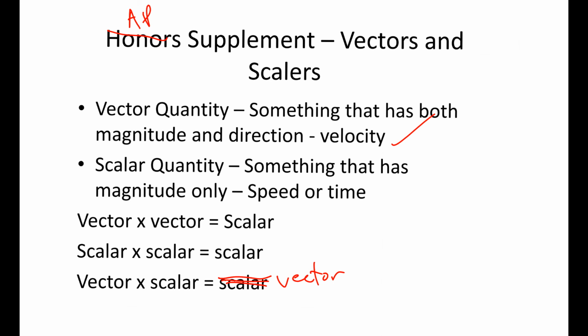So a vector is kind of like a negative number, and a scalar is kind of like a positive number. Is that going to make sense to everybody?